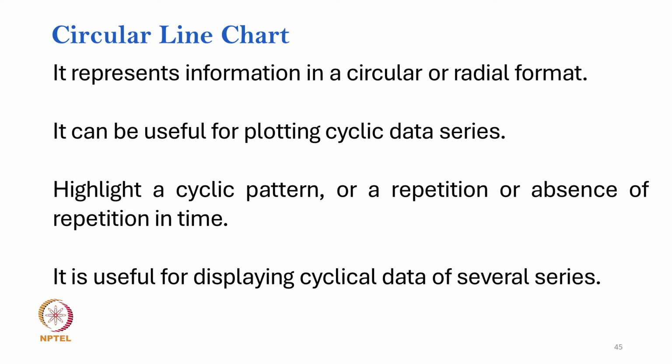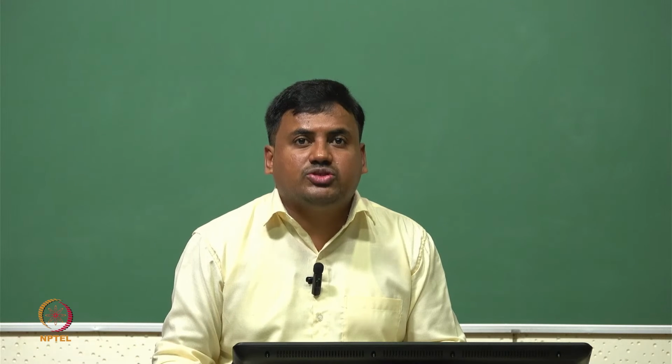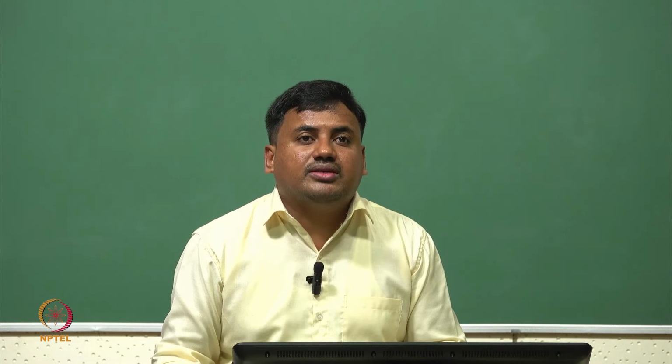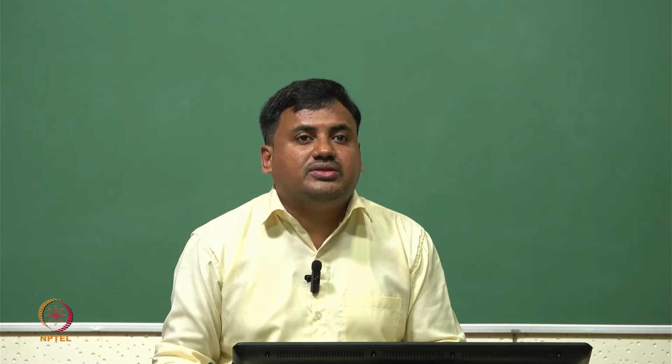Another chart under the time series is the circular line chart. It represents the information in a circular or radial format and can be useful for plotting cyclical data series. It can help highlight cycle patterns and also the repetitions or absence of repetition over time. It can be used for displaying the cyclical data of several series.